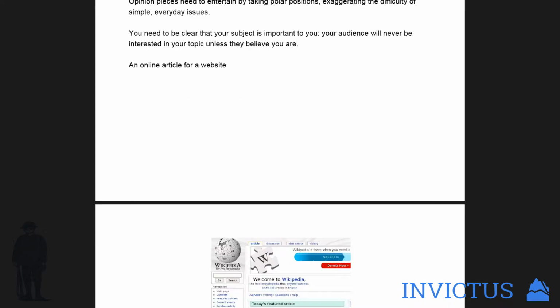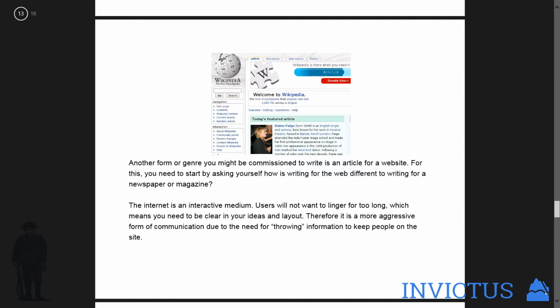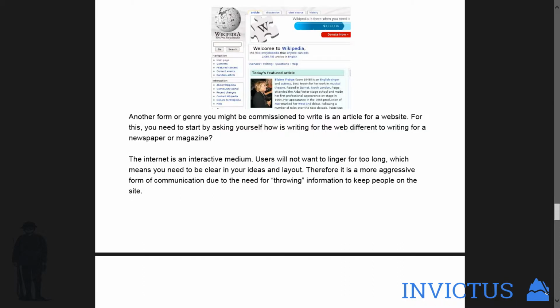So, an online article for a website. Here, it's another genre, Wikipedia, haha. So it's another genre, so you need to ask yourself, how is it different? Because it's an interactive medium, it's the internet, you have buttons to press, it's a fast place. So it's an aggressive type of media because users don't want to linger, so you have to throw the information out to people. The main difference between newspapers and online articles is that with online articles you can browse whatever you want, whenever you want, how you want.